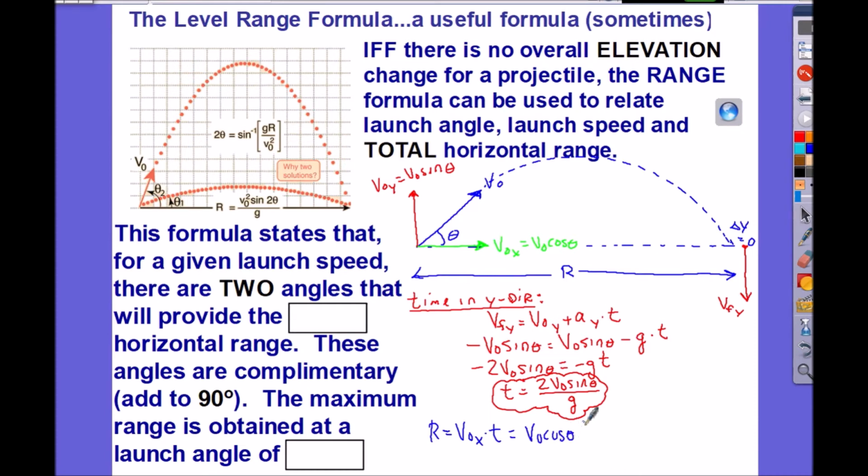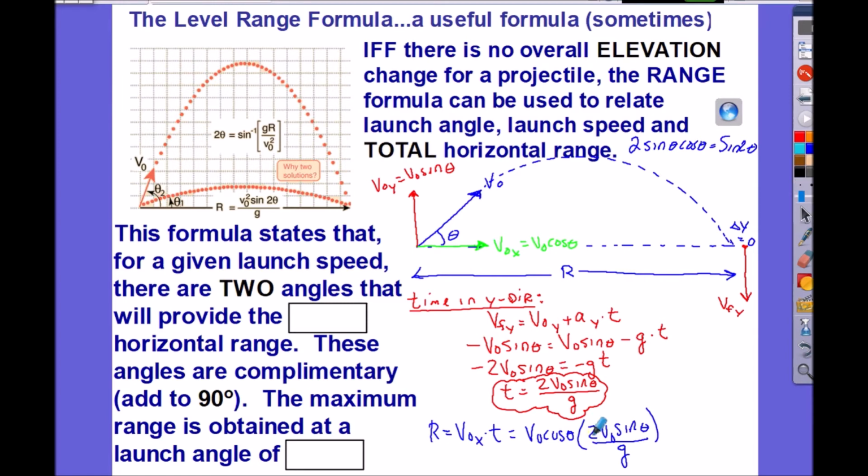Multiply that by that expression for time, which would be 2 v naught sine theta, all over g, and we're getting pretty close. We can see that that's really close to this here. We just have to use a trig identity, and that trig identity is this. We know that 2 sine theta cosine theta is equal to the sine of 2 theta. So this trig identity is going to be used to clean this equation up a little bit.